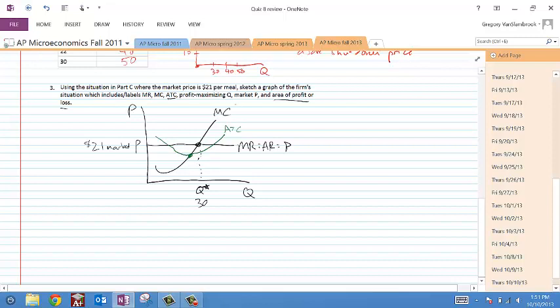Then the area of profit, do that in another color so you can see that clearly. Red. Start from MR equals MC, drop a line down to ATC, and then over to the y-axis. And that is our area of profit.